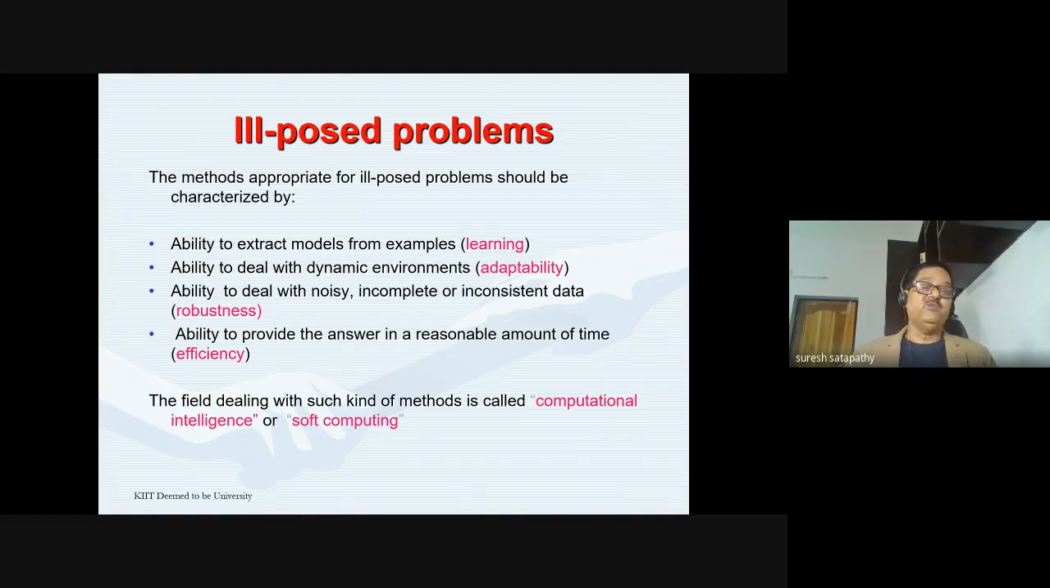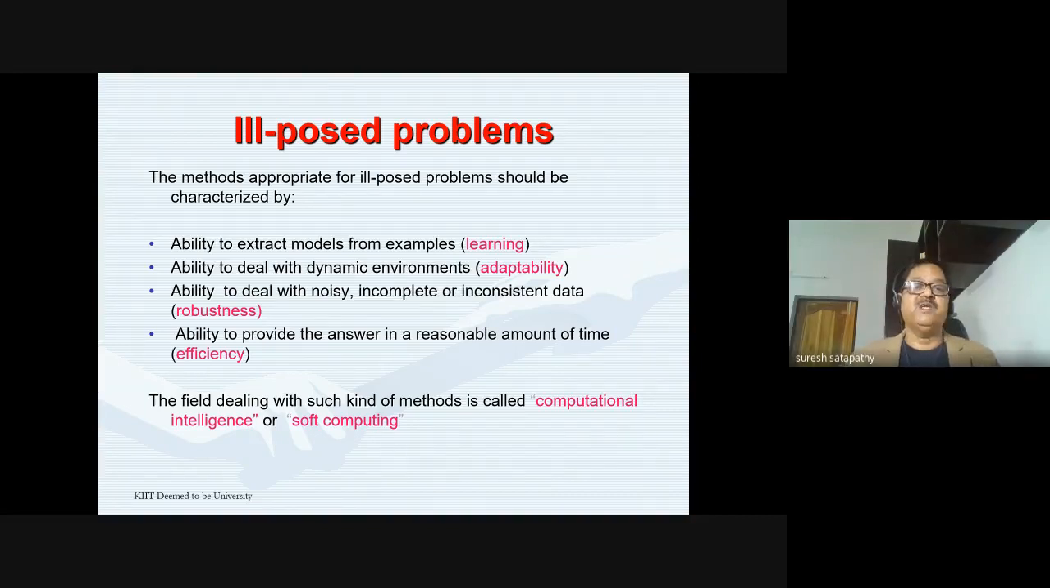Second is, how do I deal with noisy, incomplete, inconsistent data? That is robustness. The decision system which I want to design must be robust. It should not always demand noiseless, complete or consistent data. That is not possible. I must go to the market and pick the right potato from a sack of potatoes. I cannot say, no, no, you don't have a rotten potato in that. That ability I must have. That's called robustness. And finally, the most important point is I must be able to give the answer in a reasonable amount of time. Efficiency. I should not take a long time to give the answer.